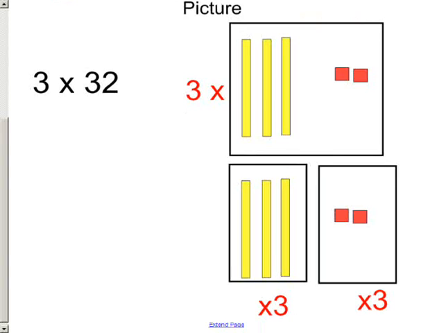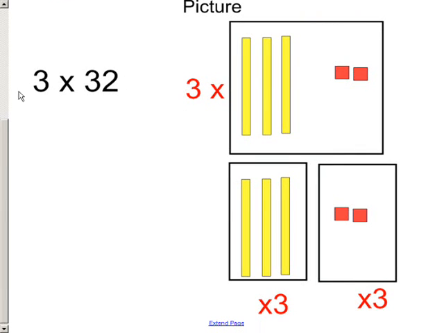Let's see what happens in a picture. Again, I want to solve 3 times 32. Well, here's a picture of what that would look like. Here's 32. Each rod is 10. So if I had 3 groups of this, then it would be 32 plus 32 plus 32. And I could solve that on my calculator and get 96.